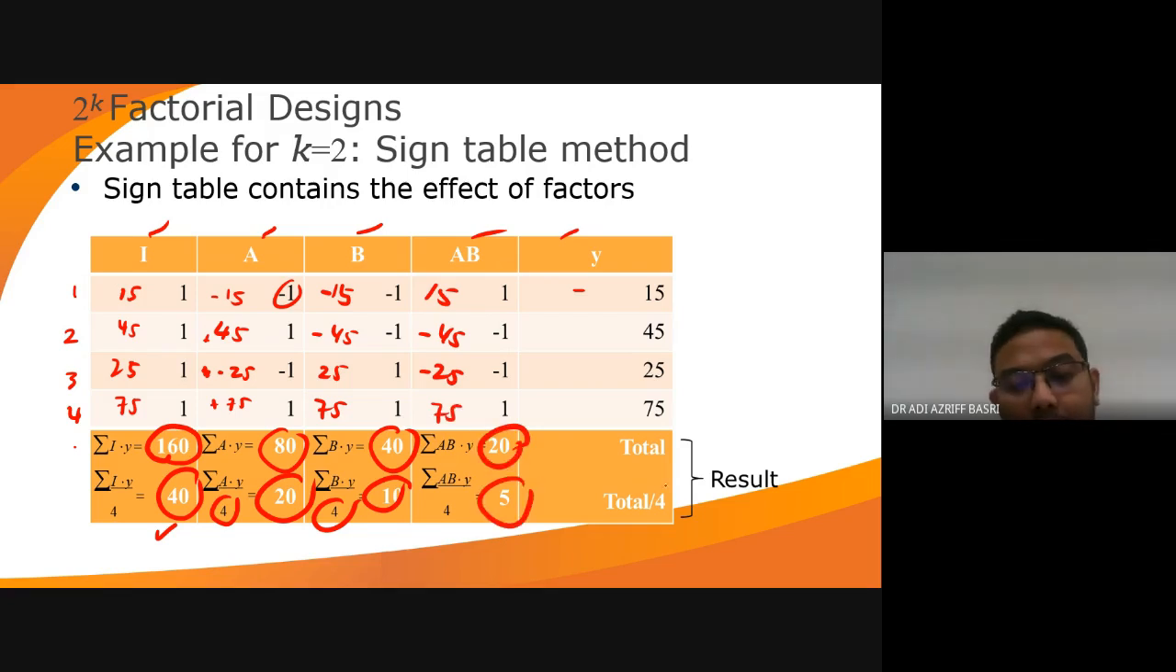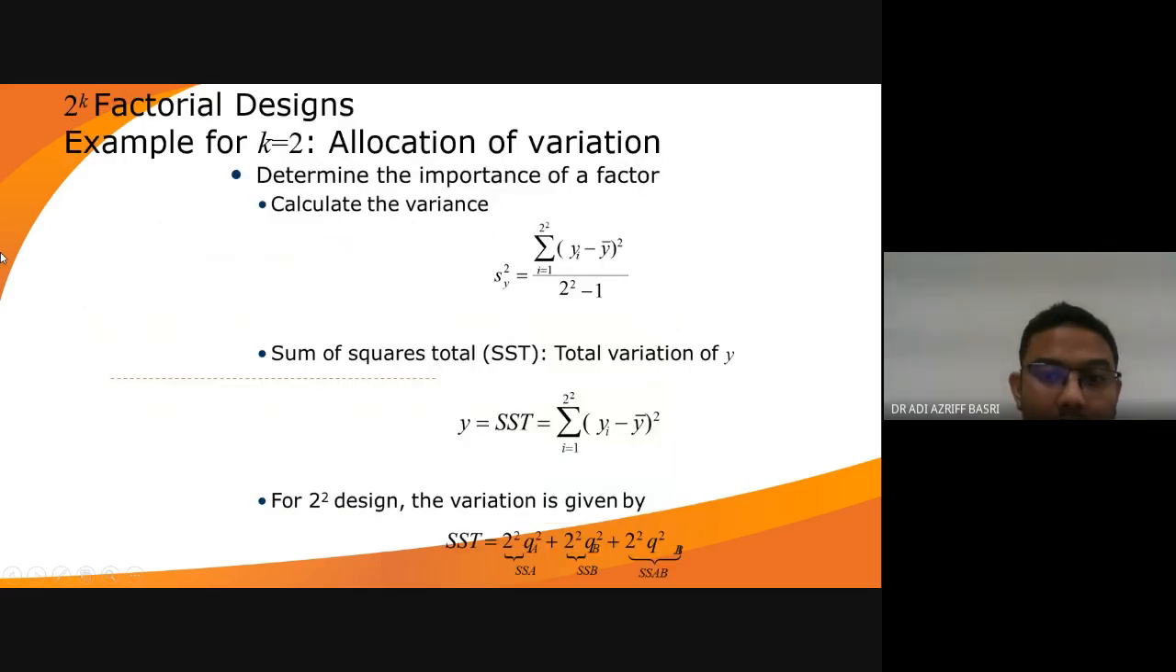So total up, you have total divided by 4. This is your K2 result for sign tables. Okay, so the moment you have that, we need to find the allocation of variations. So determine the important factor. So this is to calculate the variance. How to calculate variance? This is the formula.